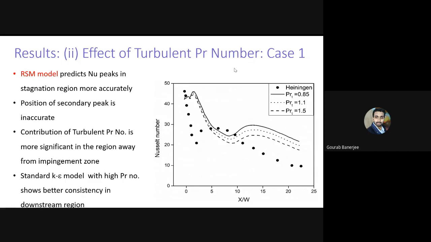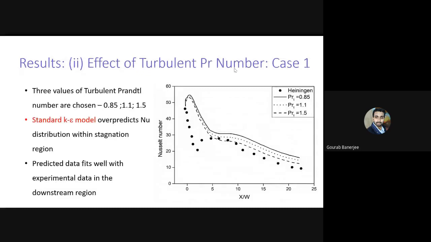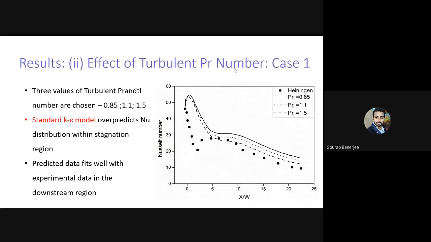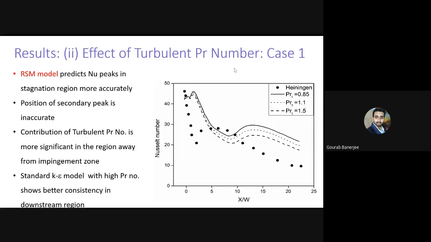These are the results for the RSM model. For the RSM model, the stagnation point has been detected well and more accurately than the previous cases of the standard k-epsilon model, which had a good amount of overprediction. But the problem is it depicts the secondary peak with a good amount of inaccuracy, shown on the latter part of the downstream region. So one thing can be said: with a high turbulent Prandtl number, the standard k-epsilon model comes out to be a better model than the RSM model for the time being.